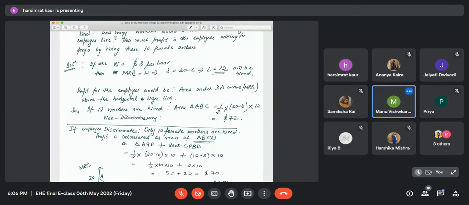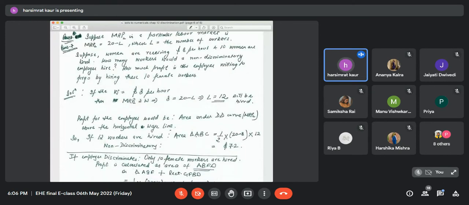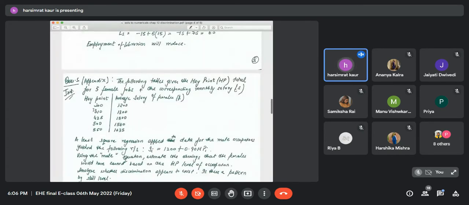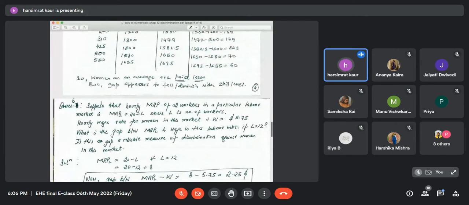Okay, so guys, this was the last question from chapter 12. All the numericals have been done. Please remember this numerical as very, very important. And also the MRPL one, I will tell you which one is the most important.